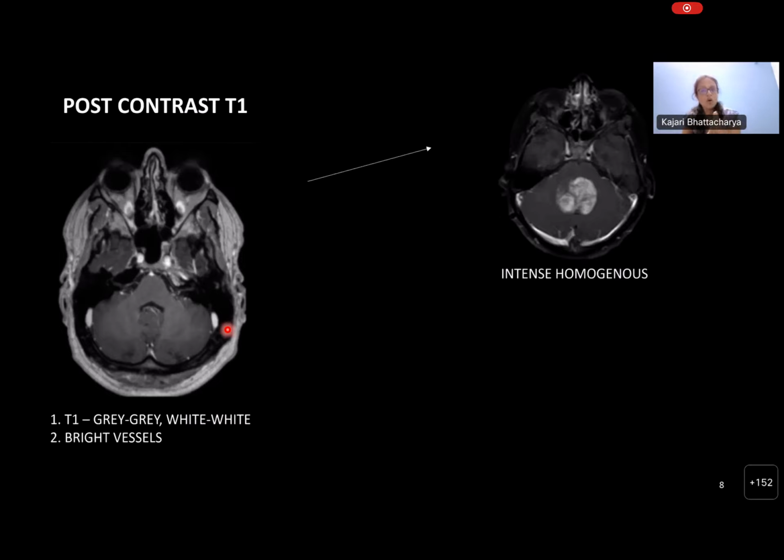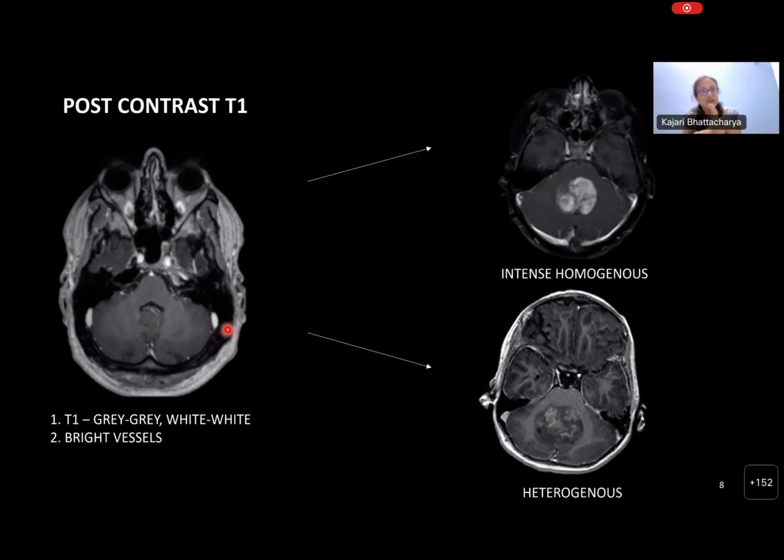So the first tumor which we saw is showing intense homogeneous enhancement, whereas the second tumor is showing heterogeneous, ill-defined, or patchy enhancement. So I will not correlate directly with higher grade or lower grade depending upon the type of enhancement, but yes, it will give you an idea depending upon all. So we look at the T2, we look at the diffusion, and then we look at the contrast. It will give you an idea about what kind of tumor you're looking at.